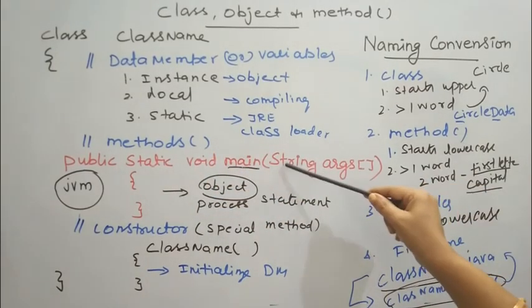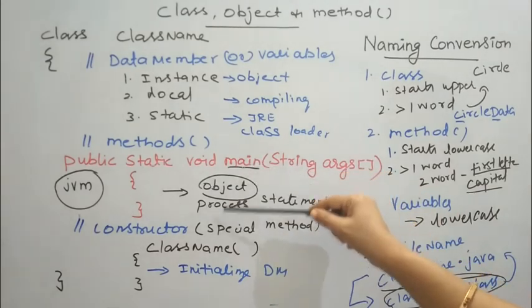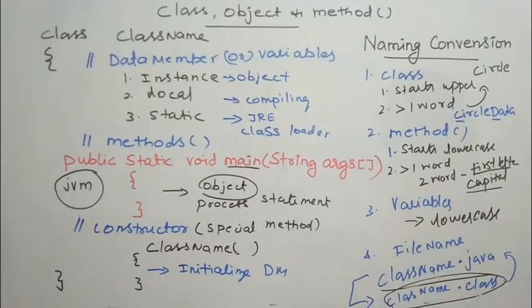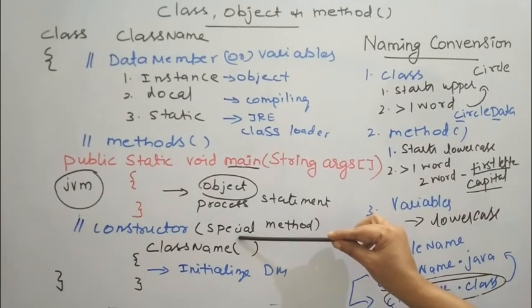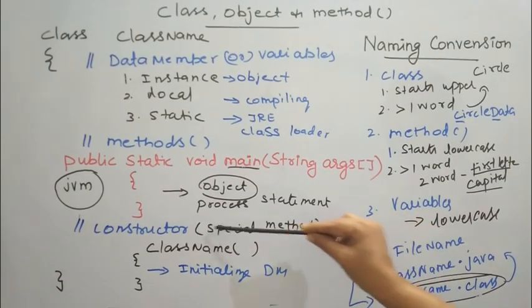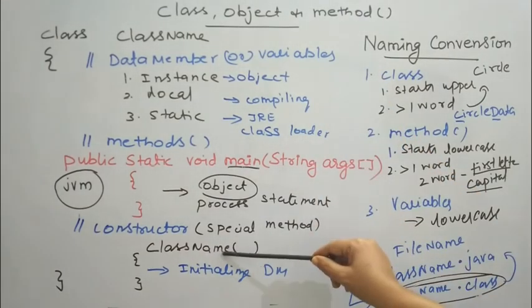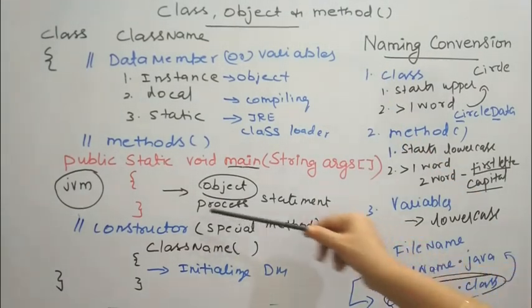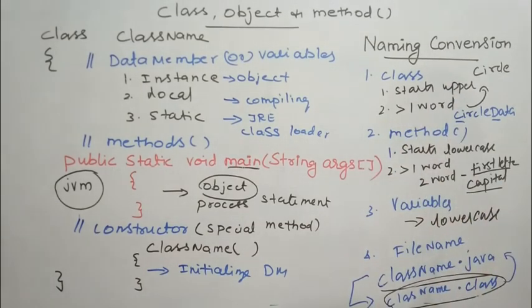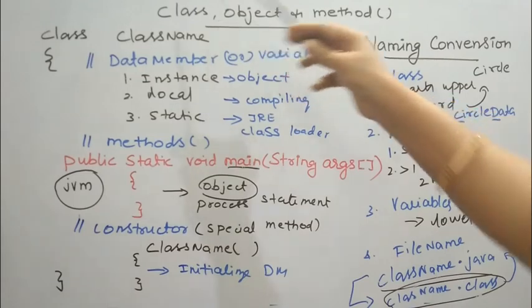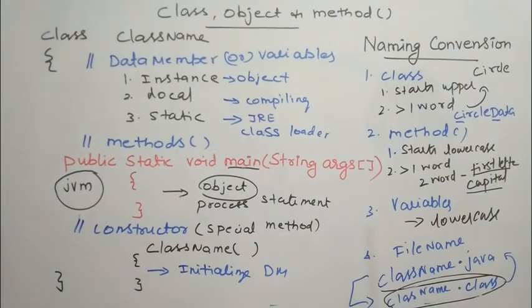The purpose of using the main method is that inside the main method we will be creating our object and writing all the processing statements. Constructors are also methods; basically it is a special method. The name of the constructor is same as the class name. The purpose of using a constructor is to initialize your data members. So this is all about the concepts of class, object and methods in Java programming.